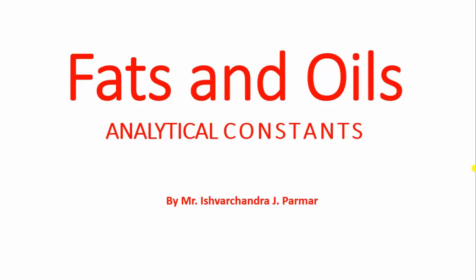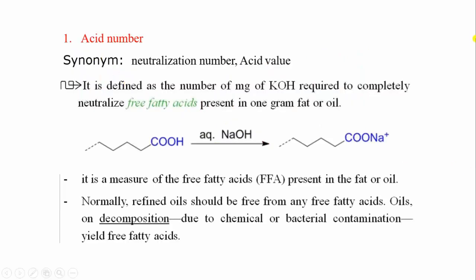Hello everyone. Today we will learn analytical constants of fats. First is acid number. It is also known as neutralization number and acid value. It is defined as the number of milligrams of potassium hydroxide required to completely neutralize free fatty acids present in 1 gram of fat or oil.